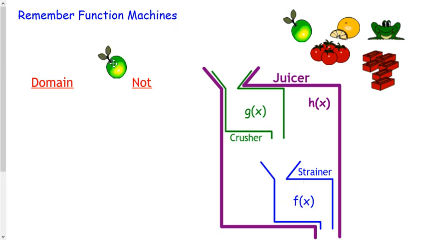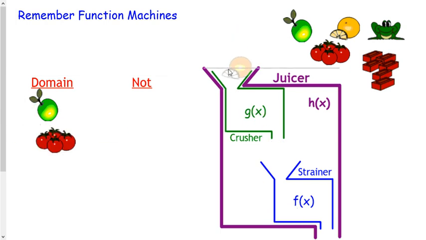So we said that apples were in the domain for our juicer. We said the same thing about tomatoes. They could go through. Same thing with oranges. They could be crushed, they could be strained, we could get juice out. We said that frogs are just not appropriate to put in a juicer, so that's not in the domain. We'd say that was not in the domain of this crusher because that's just cruel. We're not going to put a frog in there. So it's not in the domain because it can't go into this crusher.